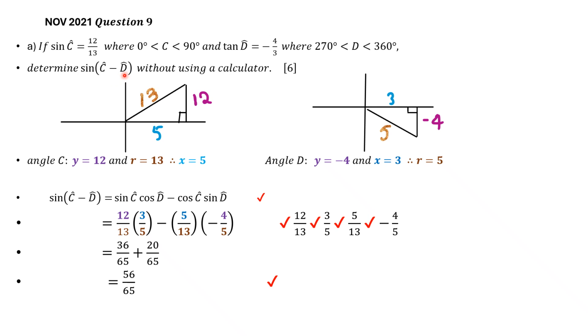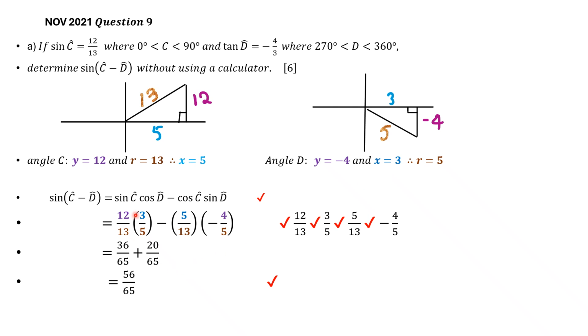So now if we solve sin C minus D, if we expand it, it becomes sin C cos D minus cos C sin D. So sin C there is 12 over 13 that we have from there. Cos D I have to choose from the second drawing here. So for D there, my x value is 3, my r value 5. So 3 over 5. Cos C I must choose from the first drawing. So cos is x over r, so that is 5 over 13. Sin D, right, so for D we're going to the second drawing. So sin is y over r, so that is negative 4 over 5.